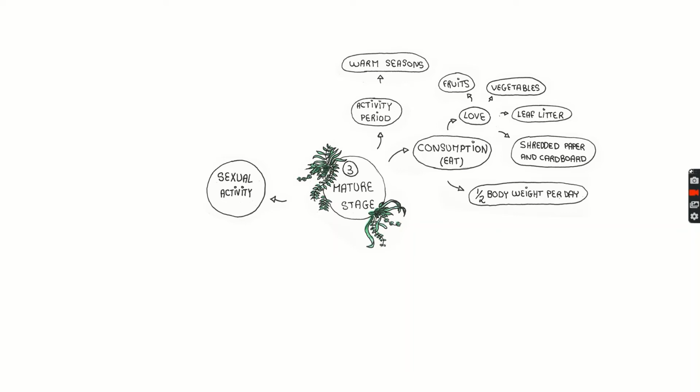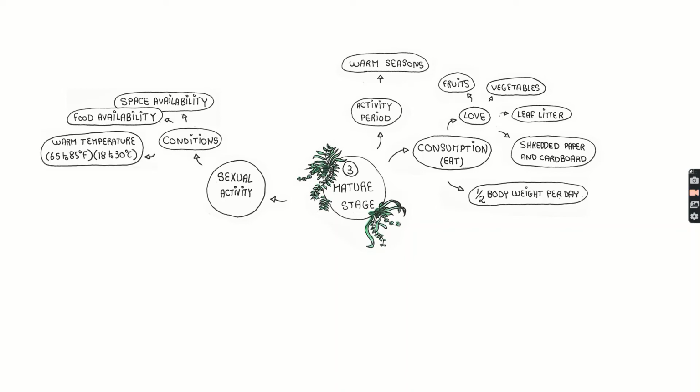So in the mature stage, the clitellum is developed, so the reproductive organs, and now they can start having sexual activity. So that will create new baby worms. The conditions for that is they need to have space and they need to have food. So space is basically the size of your vermicomposting system, if they're in a system like that, and food is how much food you give them. And finally, again, the warm temperature, so they like having things warm.